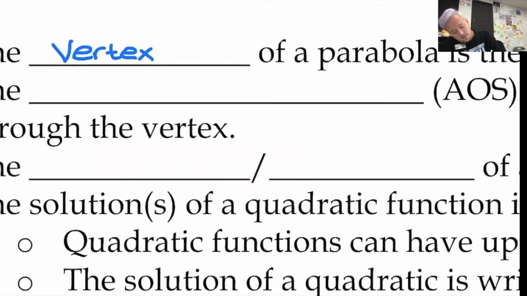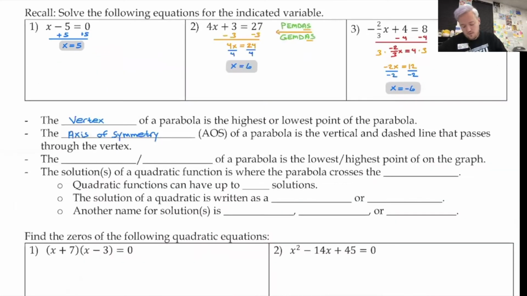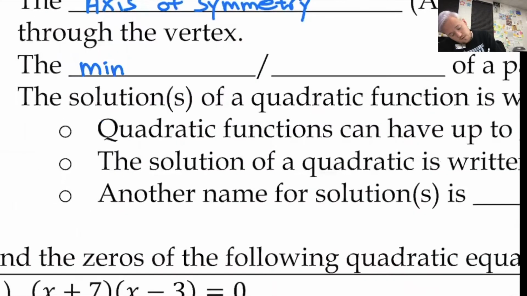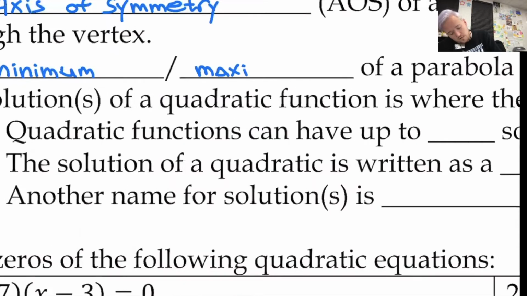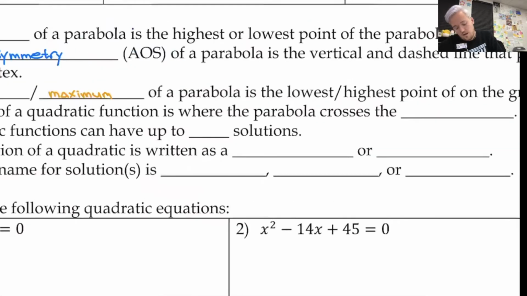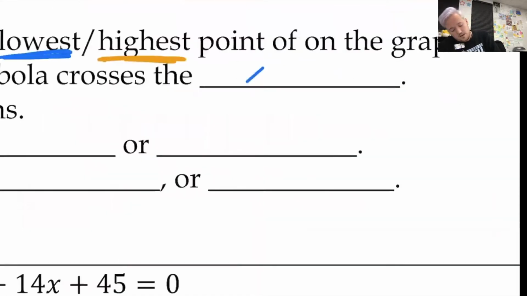The axis of symmetry is the vertical, dashed line that passes through the vertex. Now the minimum and the maximum, respectively. So let's do maximum in orange. The minimum, if you remember, is your lowest point, and your maximum is going to be your highest point. All right, so the solutions of a quadratic function are going to be where the parabola crosses the x-axis.